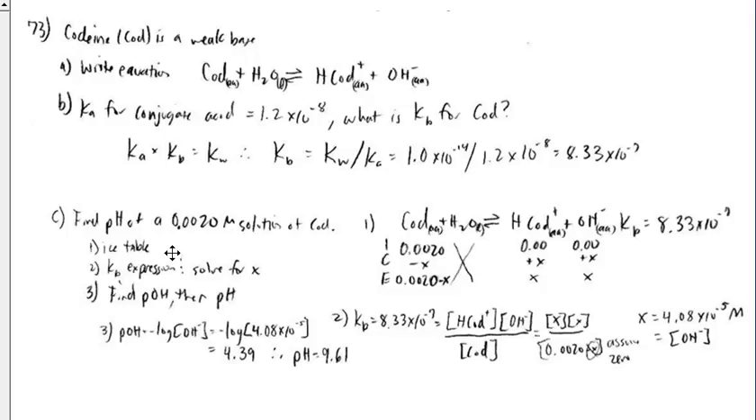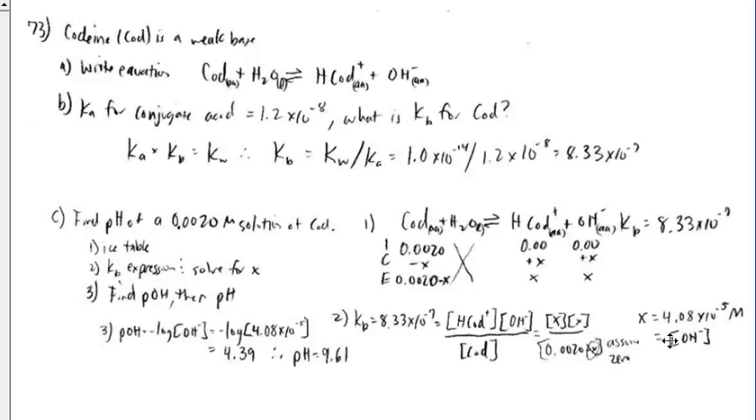I say use an ICE table, so here's the setup of the ICE table, and look, I put the Kb there as well. Then try to solve a Kb expression to solve for x. We know what our original concentration of the codeine is. Assume nothing for the HCOD plus and nothing for the OH minus. We'll do plus x as the change for these, and minus x for the codeine. Then we start to funnel in these values into our Kb expression. So we wrote the expression down here and solve for x. Again, we can assume this x on the bottom is 0 here.